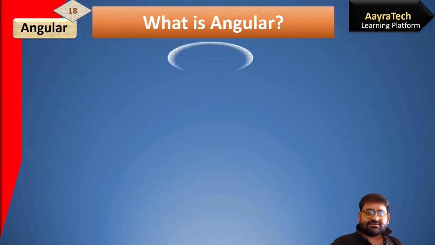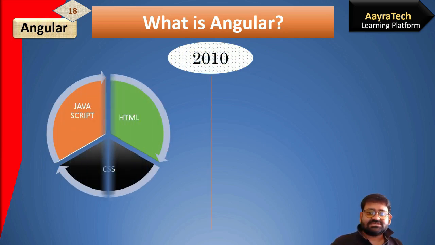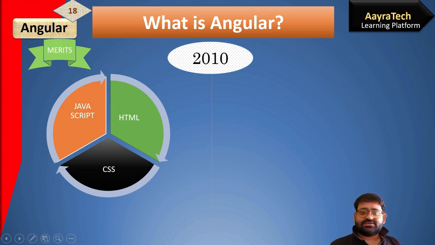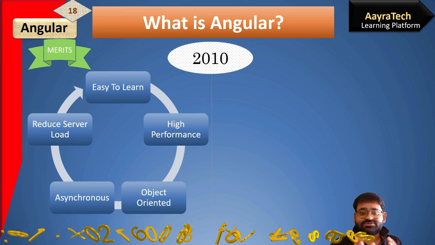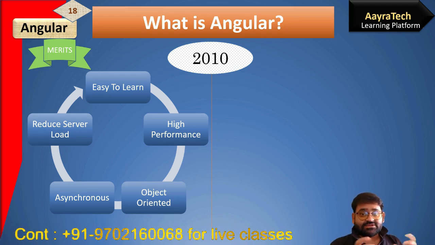Before 2010, how were web applications designed? They were designed with HTML, CSS and JavaScript, and it was just a reformation in web technology because it made the website a little bit faster. So what are the merits of HTML, CSS and JavaScript before 2010? It was easy to learn, reduced server load, and was asynchronous. That means when you are redirecting from one page to another, the page reload doesn't happen. JavaScript was object oriented. We can send multiple attributes in a single object, that is object oriented, and the performance was a little bit higher than traditional technologies. So those are the merits.